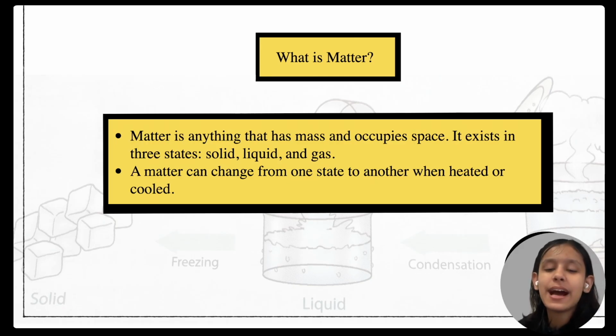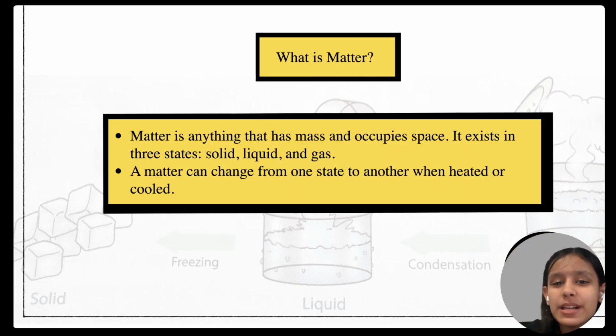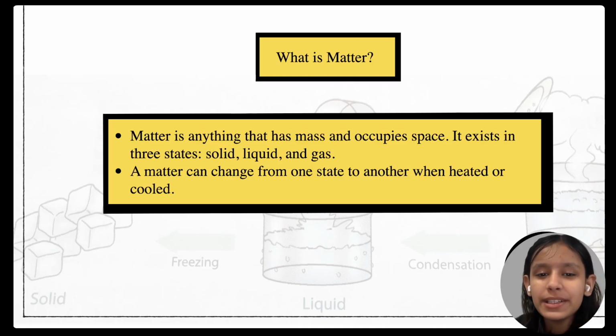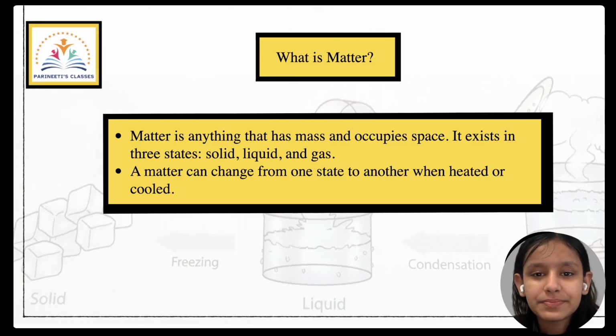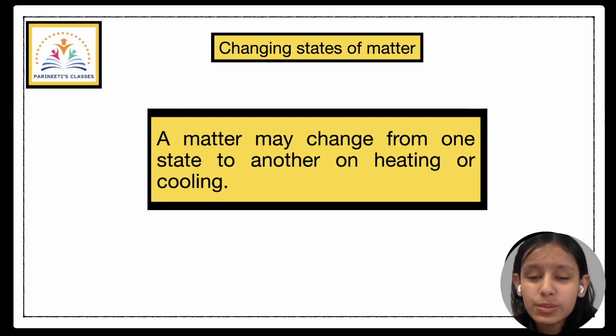Everything around us, ice, water, air, even you and me, are made of matter. Matter can exist in three main states: liquid, solid, and gas. And guess what? Matter can change its state when it is heated or cooled.